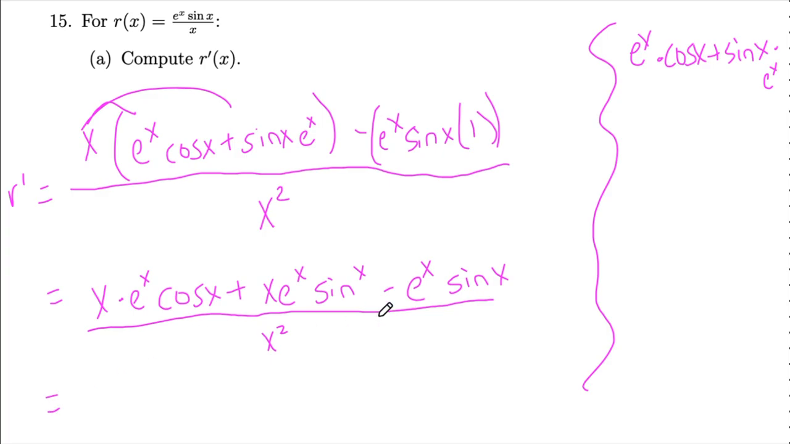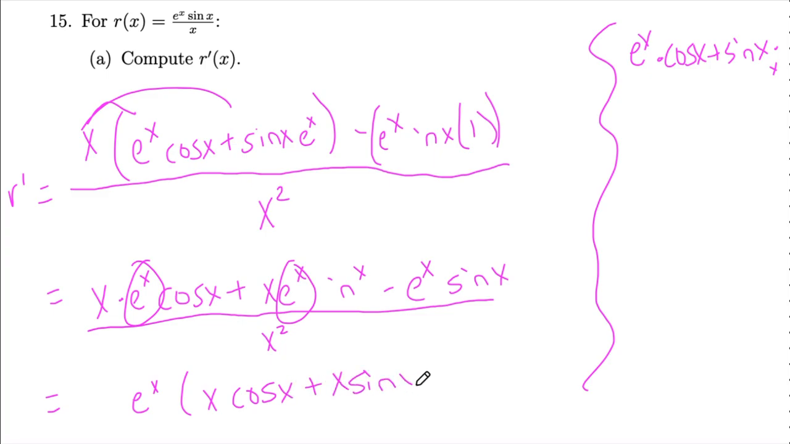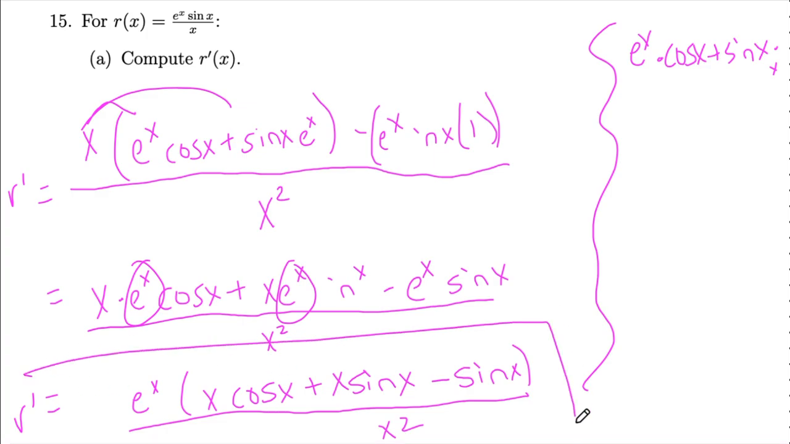All right, so you probably see in your numerator here that we have a GCF. So we have this e to the x in every term here. So let's go ahead and pull that out. I apologize. I don't know why that just took away some of my writing. So hopefully we can move on without that. So I would get e to the x times x cosine x plus x sine x minus sine x, all over x squared. And this would all be equal to my r prime.